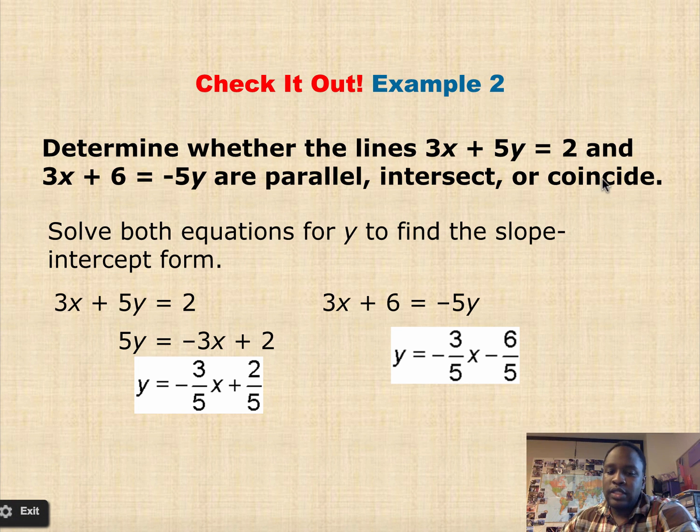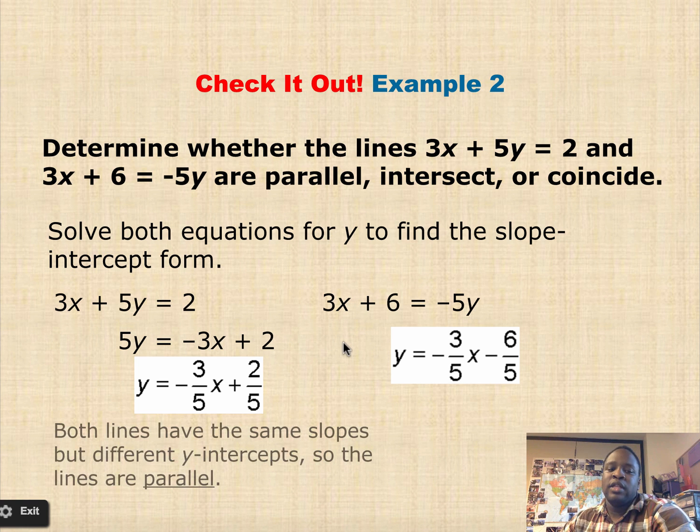Well, they're not coinciding because they have different y-intercepts. They're not intersecting because they have the same slope. So since they have the same slope and different y-intercepts, these are parallel. Both lines have the same slope but different y-intercepts, so the lines are parallel.